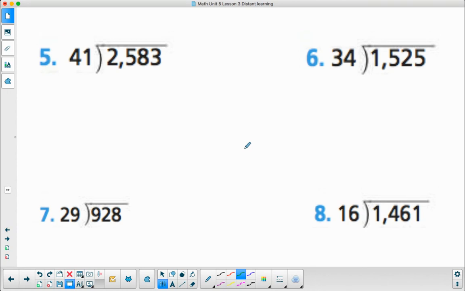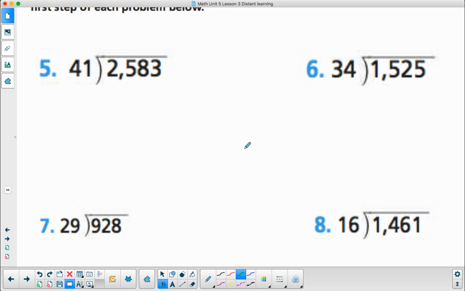All right. So by now you should have completed 5 through 8. And let's take a look at doing them quick. I'm not going to draw my bubble because it's so hard to draw stuff. I'm going to think of this as 40. There's no 41s. Okay. How many 41s in 258? Well, how many 4s in 25 are 6? 6 multiplied by 41 is 246.